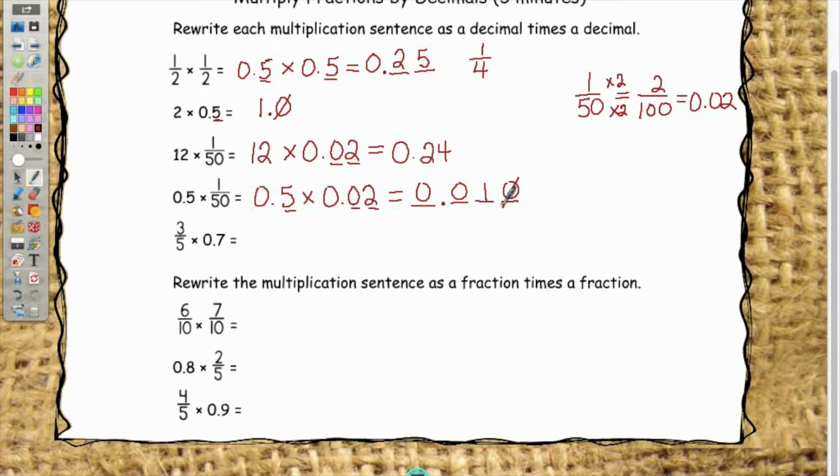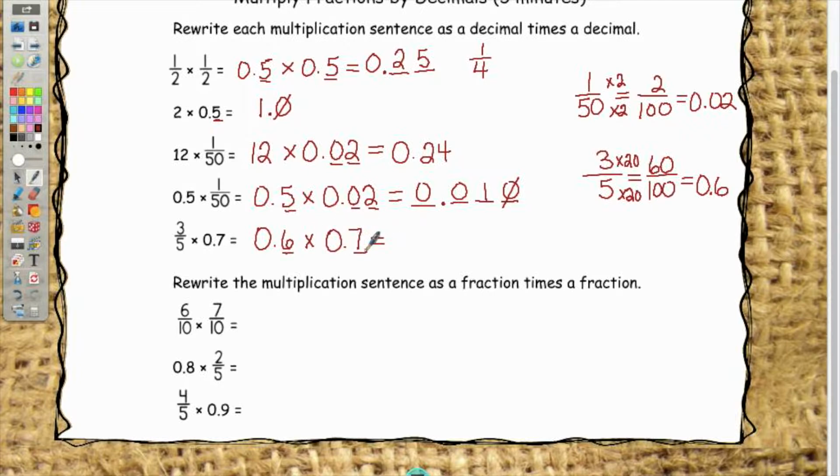All right, George A. We've got to change 3/5 to a decimal. Write it down, boys and girls. Make it equal to 100ths. 5 times 20. So 3 times 20. 60. So as a decimal, what is this? 6/10. So I've got 6/10 times 7/10.